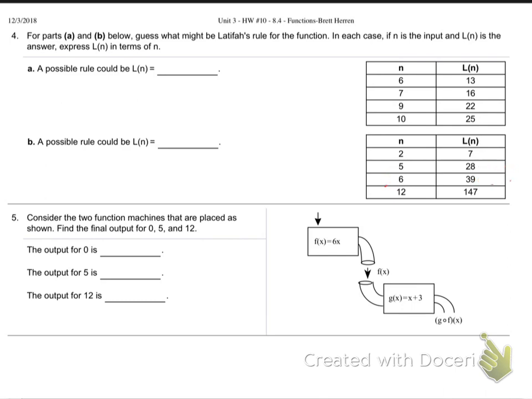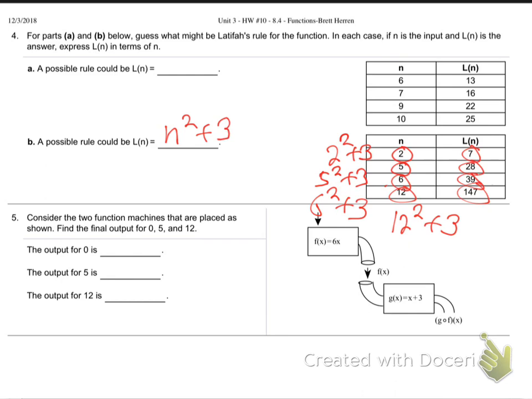Basically, here's the rule. You just take this number to the second power. That'd be 4, and then you add 3, and you get 7. Now, does that always work? Yeah, take the 5. Second power, that's 25, add 3, 28. See how it's working? Take that number, 6, square it. That's 36, add 3, 39. See, it's working. 12, square it, that's 144, add 3, 147. So it's n squared, add 3.